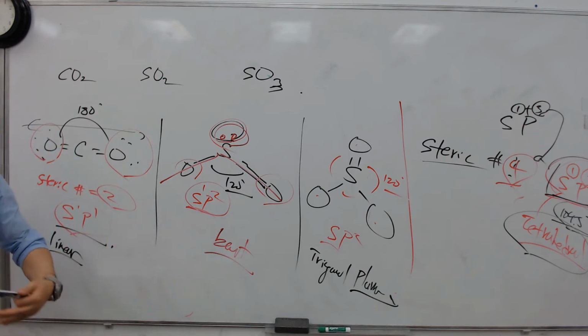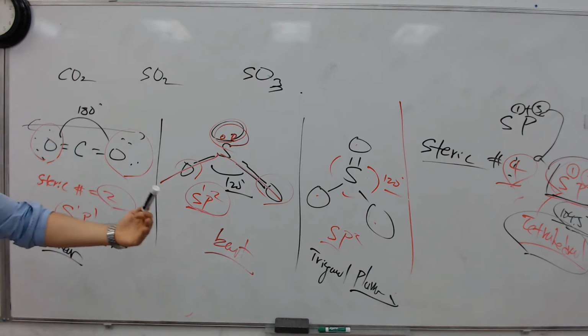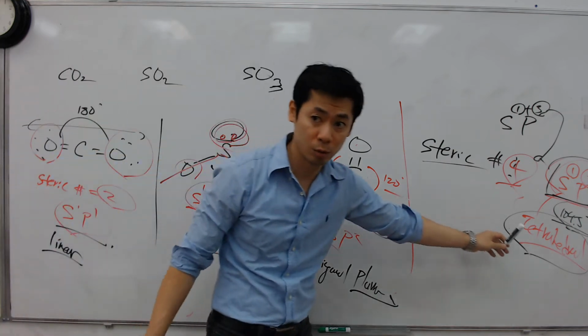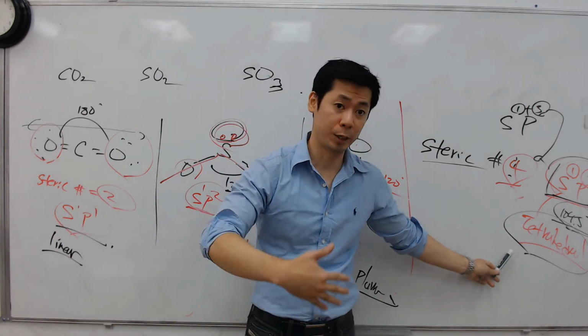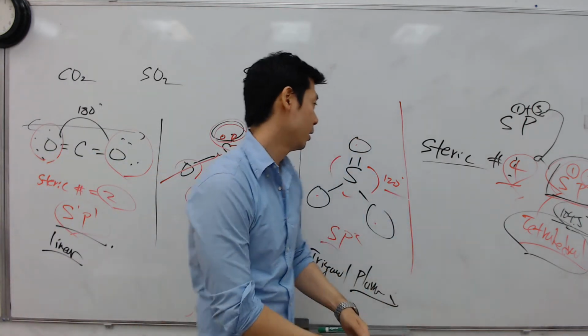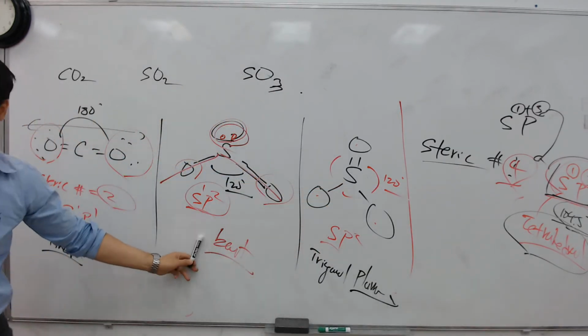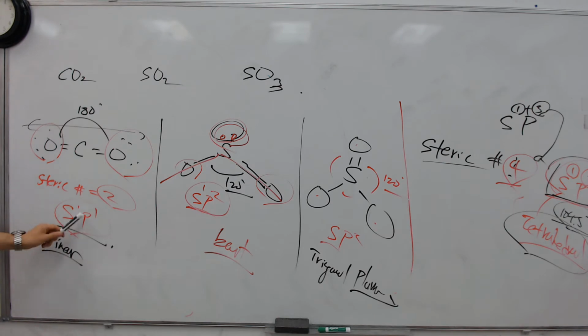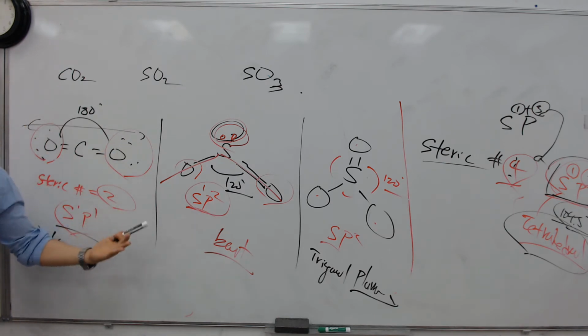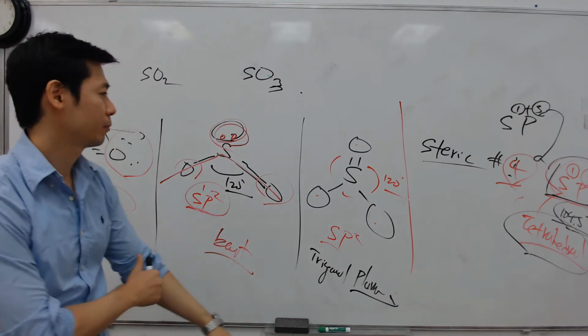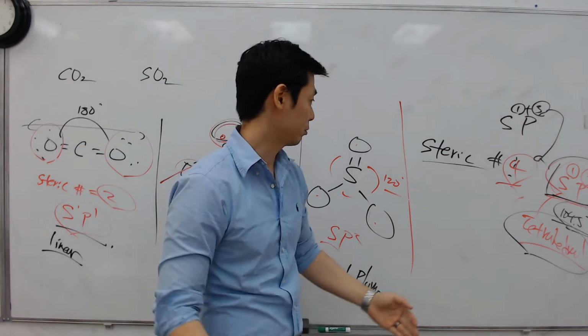So keep in mind, guys, if it's sp3, it's tetrahedral, trigonal pyramidal, or it could be bent, depending on the lone pairs. If it's sp2, it's trigonal planar, a flat shape, or bent. If it's sp, S1P1, it's going to be linear. Very simple, right? It's nothing fancy. And you've got all the bond angles, right?